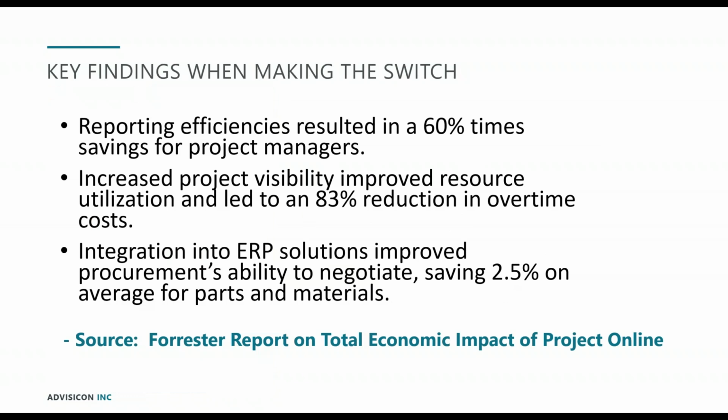So according to the Forrester report, here are some key things. Key findings when organizations and individuals were interviewed, folks that had actually made the switch, they'd made the migration from server to online, and were operating in that environment. Here are some of the key findings that they had when they moved over. So, 60% savings there for PMs in terms of reporting efficiencies.